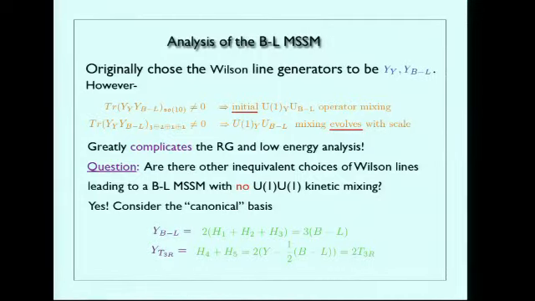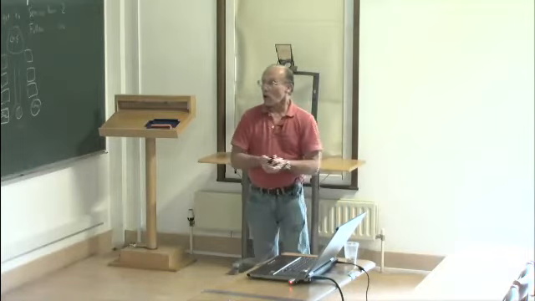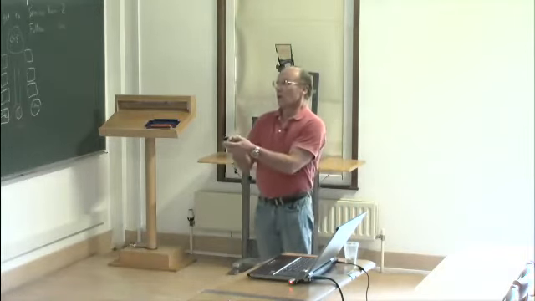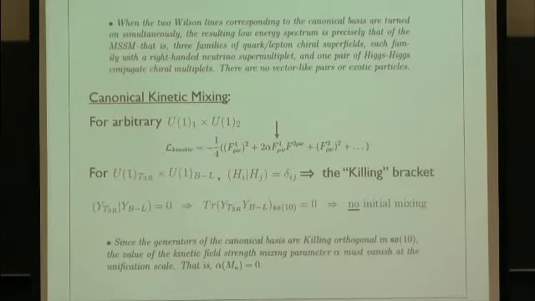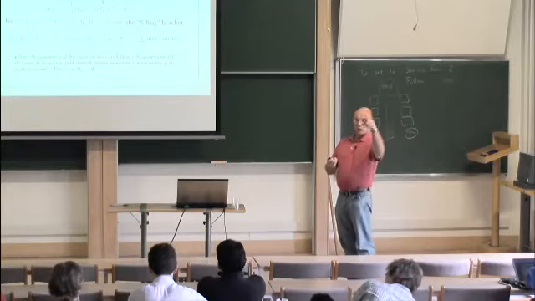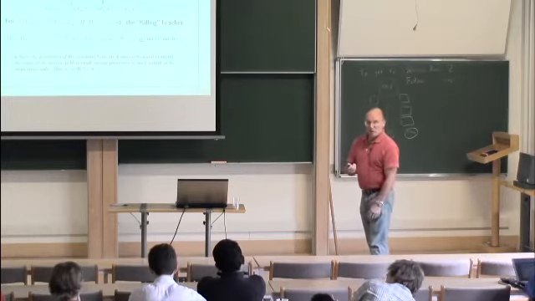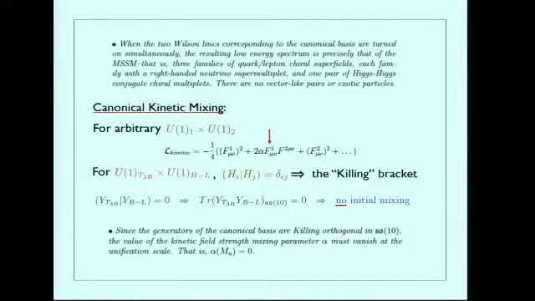The answer is yes. It's a long story which I cannot discuss here, but I'll just tell you the answer. If you use B minus L again, but the diagonal part of an SU2 right, then it turns out that everything works out beautifully, as I will show you. First, you have to check that these also have the correct spectrum, and it does have the correct spectrum. Other choices of Wilson lines do not give you the MSSM and with various problems and so on, but this one also gives you correct MSSM.